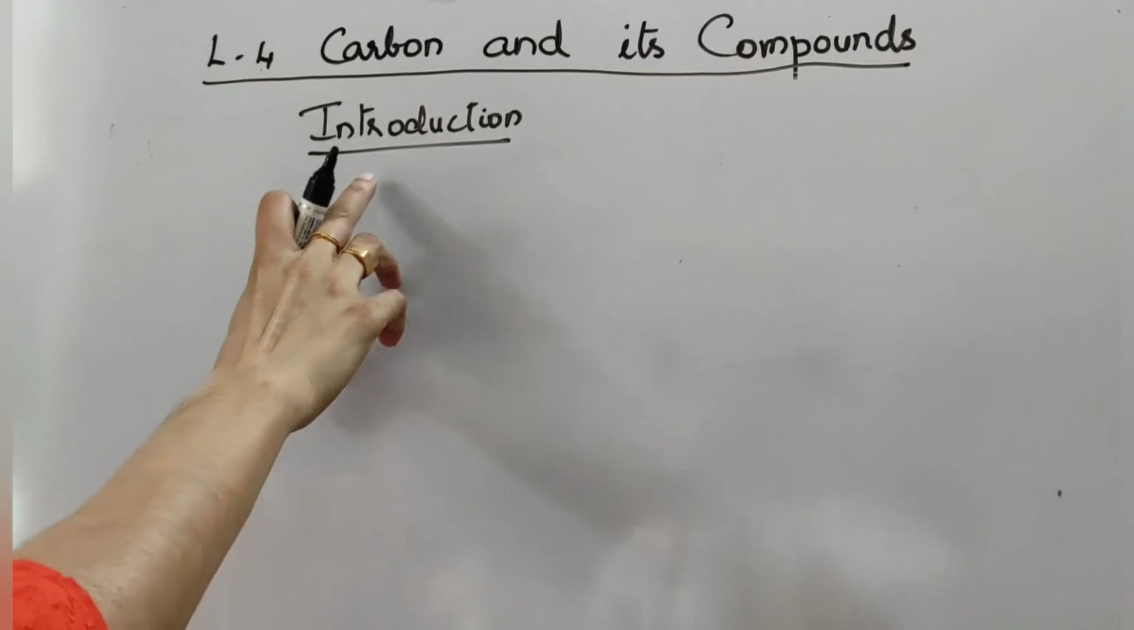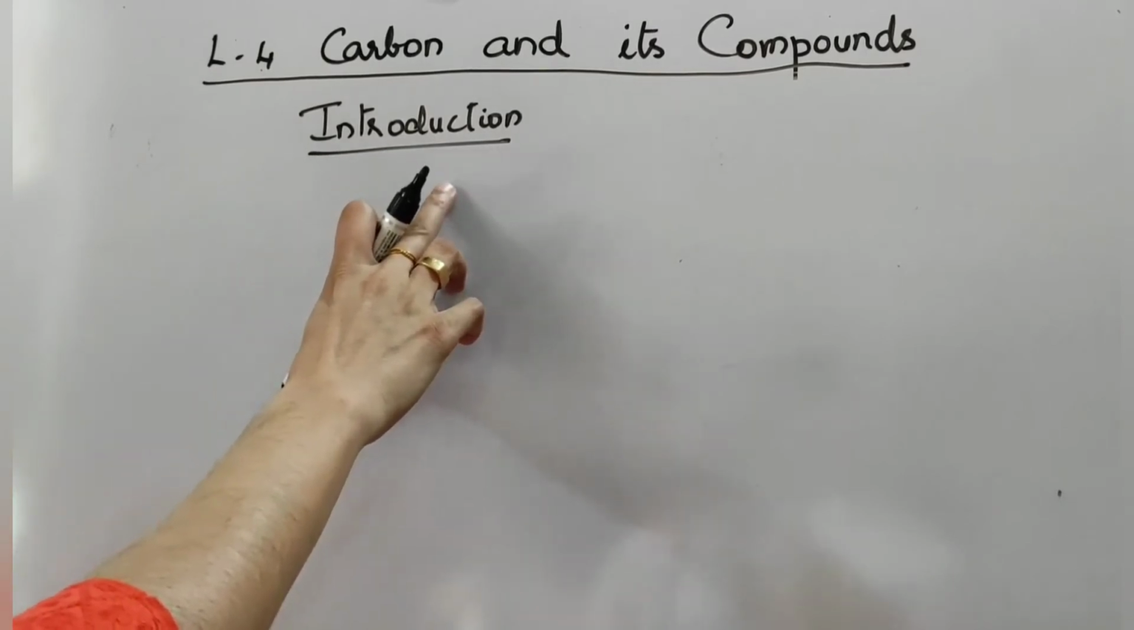Today I am going to take up a topic from the class 10 chemistry section. The topic we are going to start today is lesson number 4, carbon and its compounds. This is an important chapter that clears your concepts and builds strong fundamentals. Let's start our portion. Let's study the introduction section of carbon and its compounds.